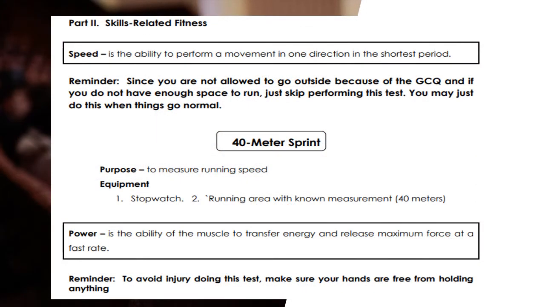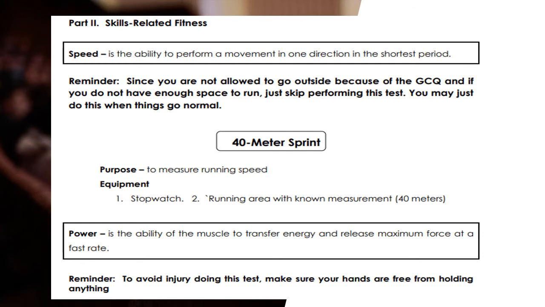Part 2, skill-related fitness. Number 1 is speed, the ability to perform a movement in one direction in the shortest period. 40-meter sprint. Purpose is to measure running speed. Equipment: stopwatch and a running area with a known measurement of 40 meters.